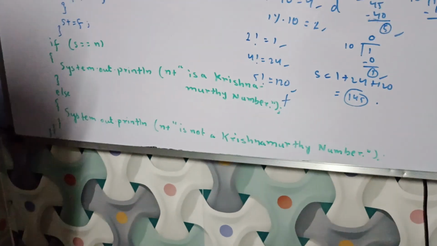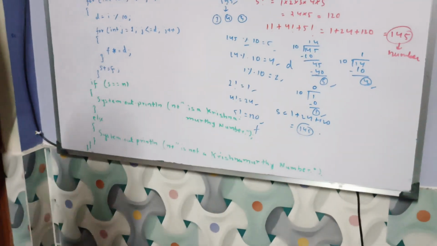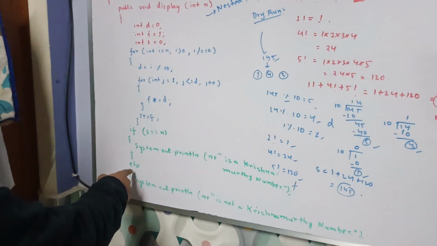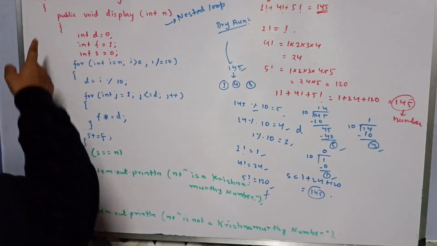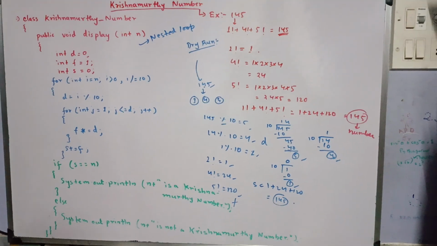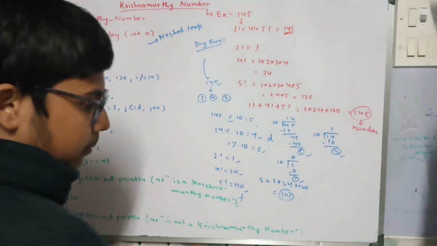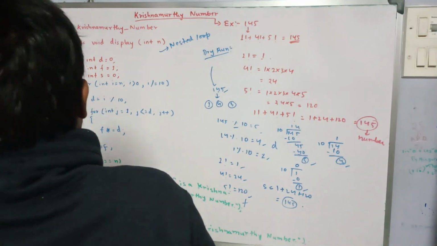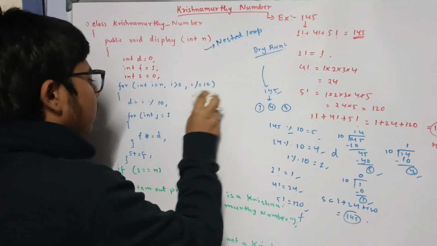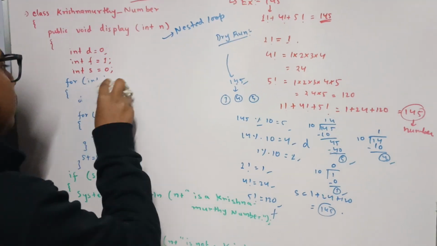But still, just observe this thing. The bracket of the for loop started here, ended here. The bracket of the public class ended here. The bracket of the class ended here. But now we will do the same program using the while loop, as we do in every program.